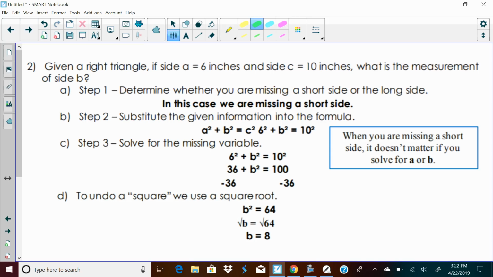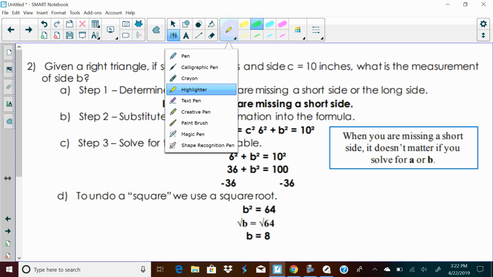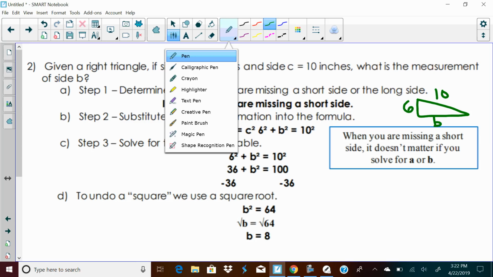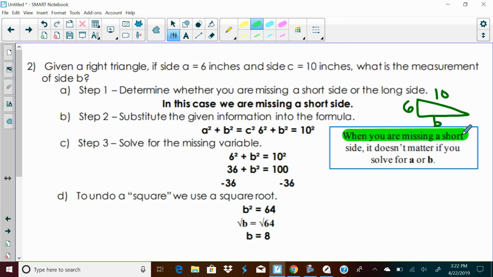Example 2. Given a right triangle, if the side lengths A is 6 and C is 10, what's the measurement of side B? So again, if we were to draw a triangle, it told us that A is 6, C is 10, and we're missing B. And then it gives us this little note off to the side. It says, when you're missing a short side, it doesn't matter if we solve for A or B. So again, first step, determine whether you're missing a short side or the long side. Say we're missing B, which is one of our short sides.